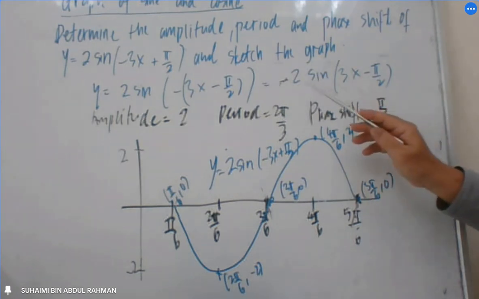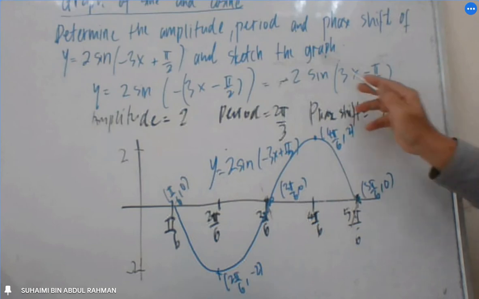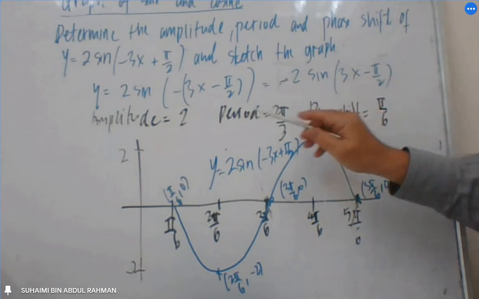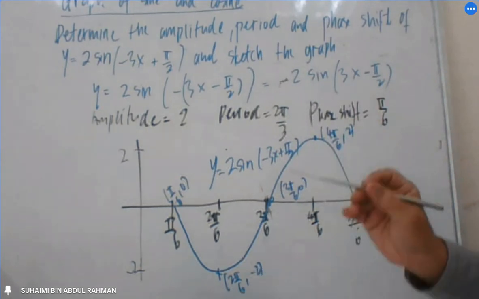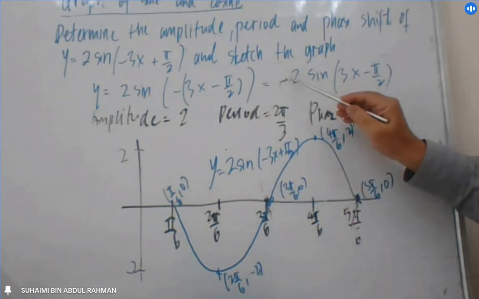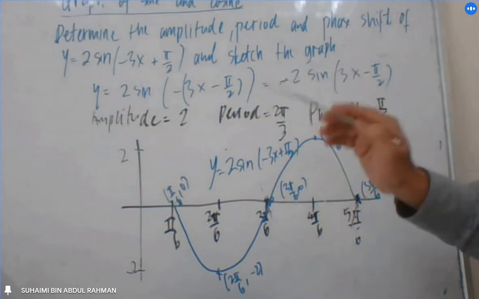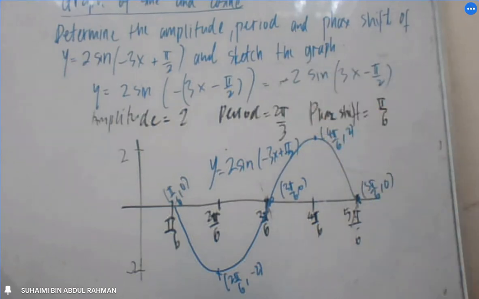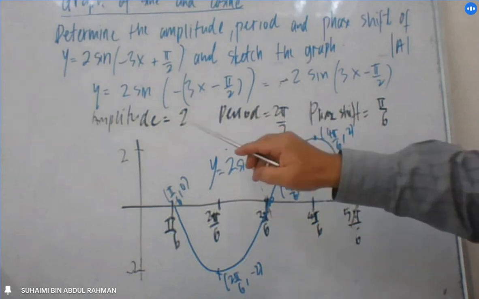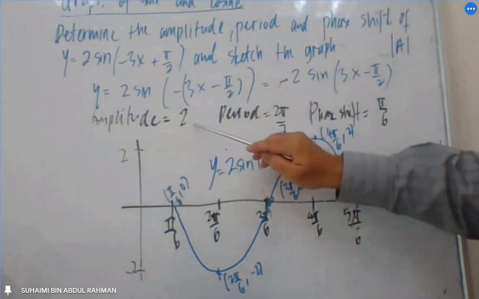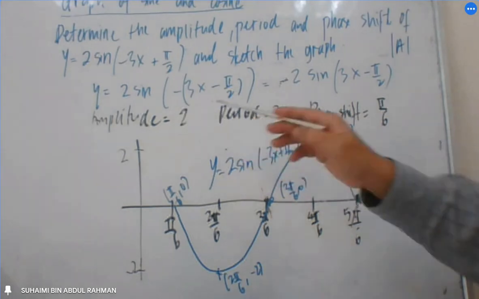When we come to here, we can find the amplitude. Amplitude is A. A in this case is minus 2. But amplitude is an absolute value, as I said yesterday: amplitude is the absolute value of A. So minus 2 becomes plus 2. So amplitude is 2.